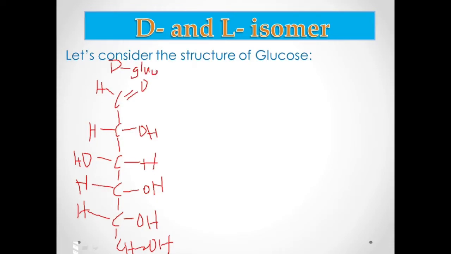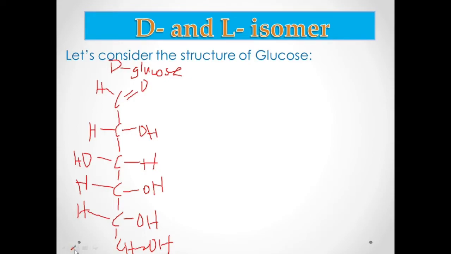So how do you determine if it is a D or L? You look at the last chiral carbon. If the OH there is found on the right, then that is a D. If the OH there is found on the left, then that is an L. So where is the last chiral carbon?